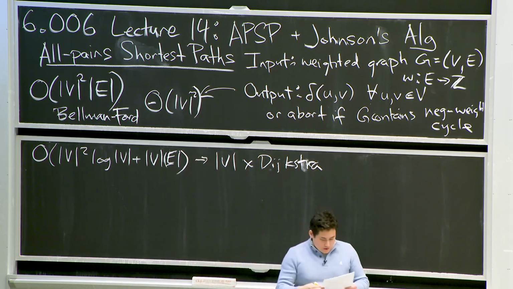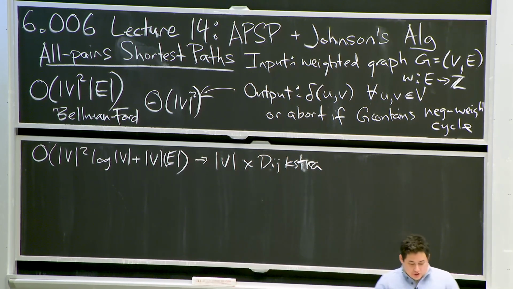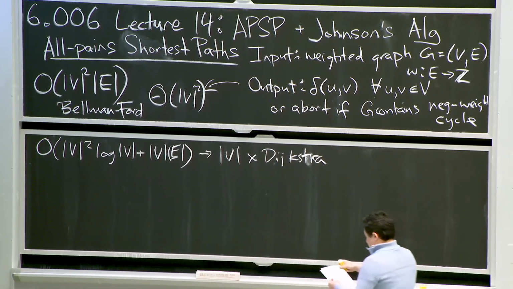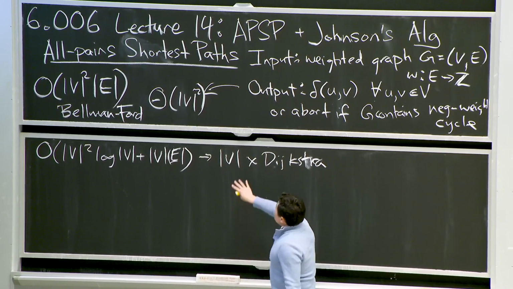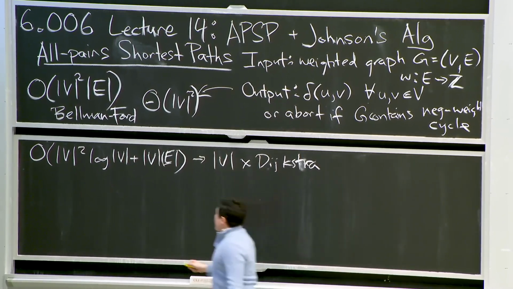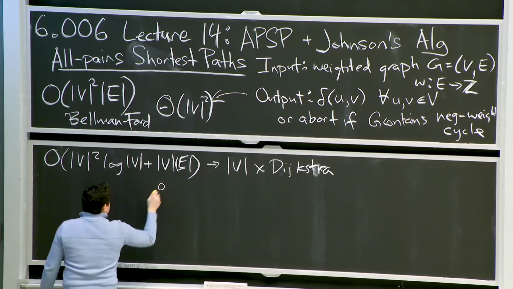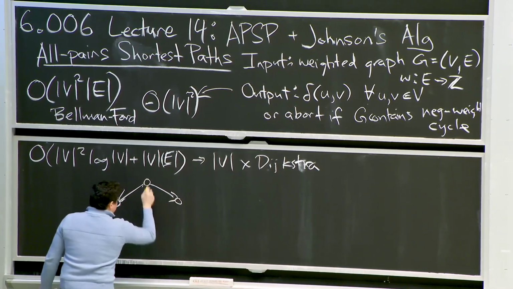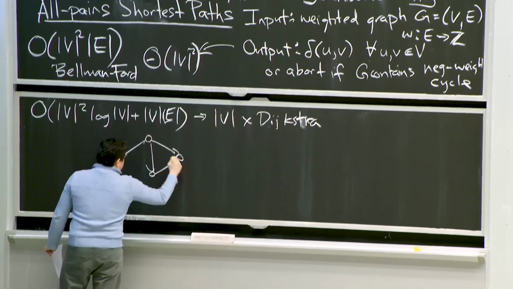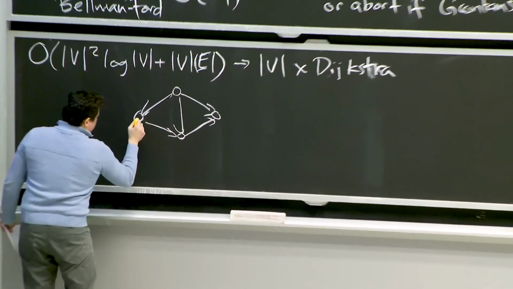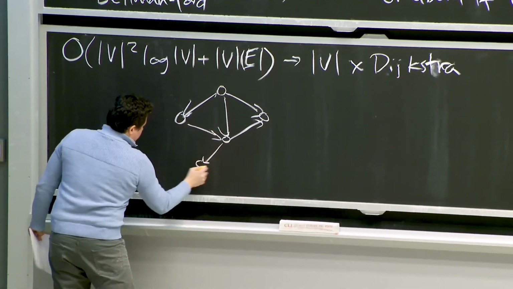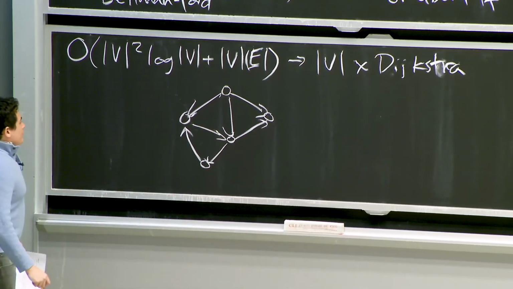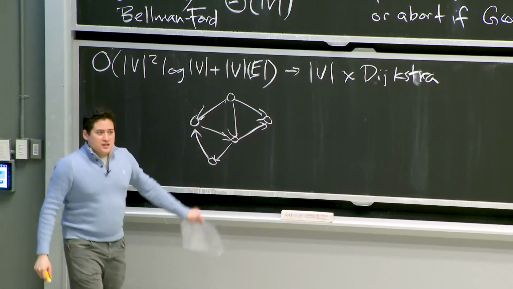Well, the idea here is if we had a graph, should my graph be directed or undirected? I'm not sure. Let's see if we can make a directed graph. Okay, so here's a directed graph. Why do I not care about undirected graphs? Can anyone tell me?